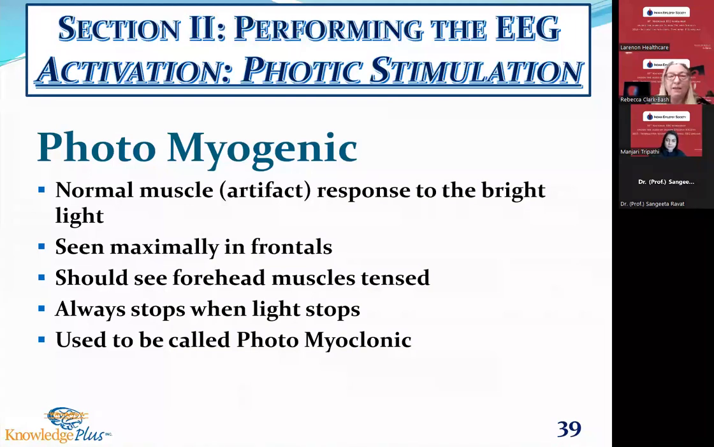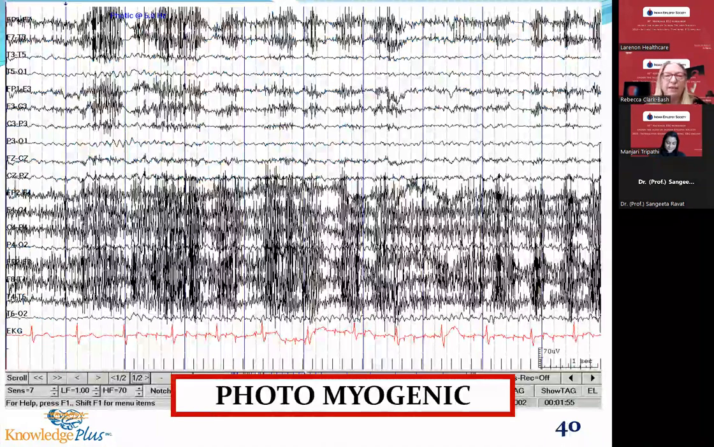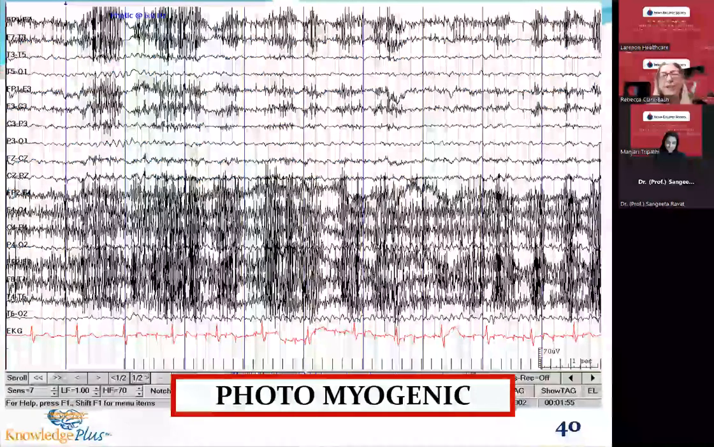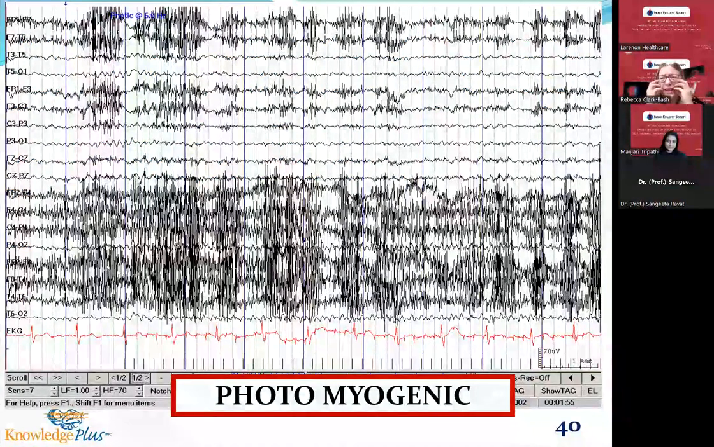They got rid of myoclonic because myoclonic could be interpreted by a lay physician, not a neurology or psych-based physician, as being linked to epilepsy. So they changed myoclonic to myogenic. Some of the older books, like Niedermeyer, still show that terminology, that myoclonic. This is just a patient very, very sensitive to the light, and their whole face is scrunched up with muscle.